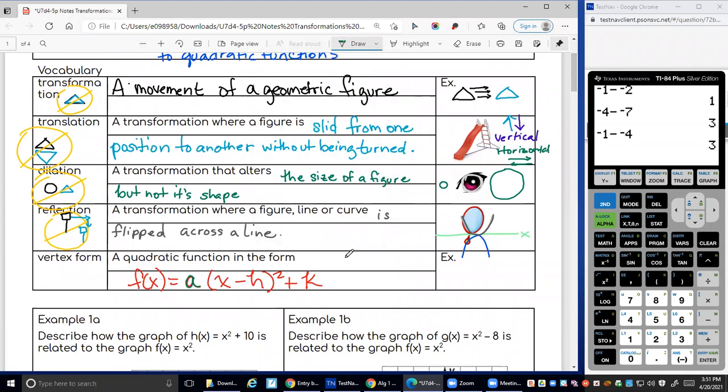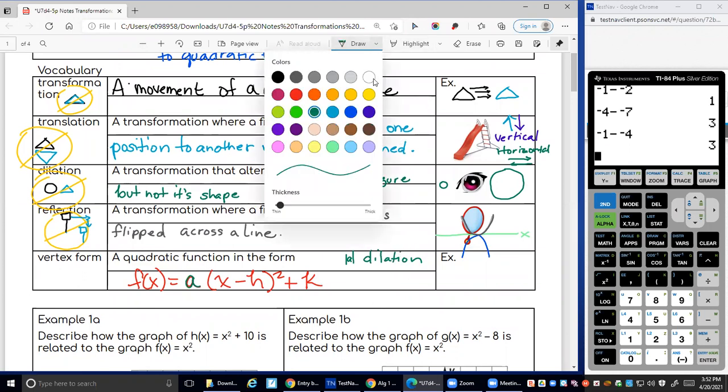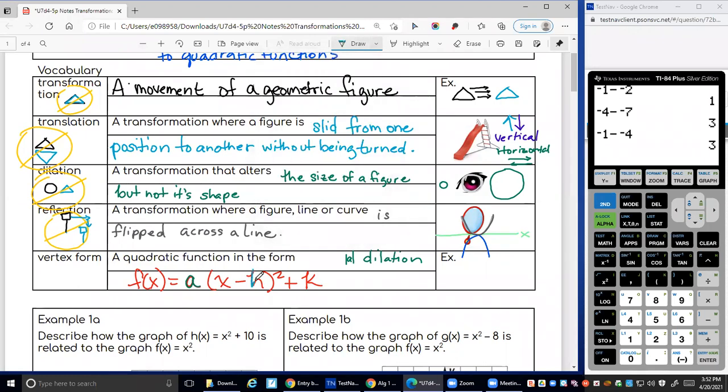And the absolute value of a is going to refer to dilation. Okay? H right here is for horizontal translation. So A is for dilation, H is for horizontal translation. And that's where you move like that, either right or left.